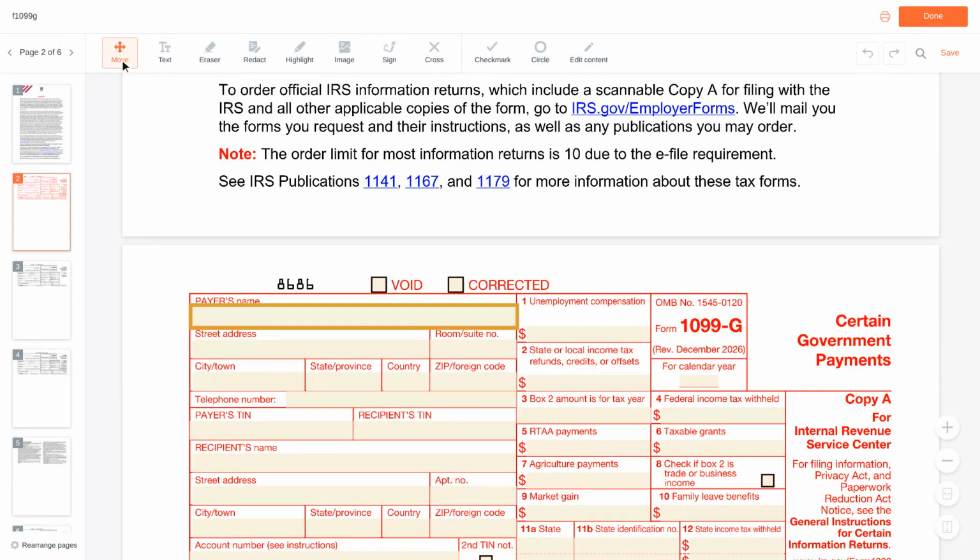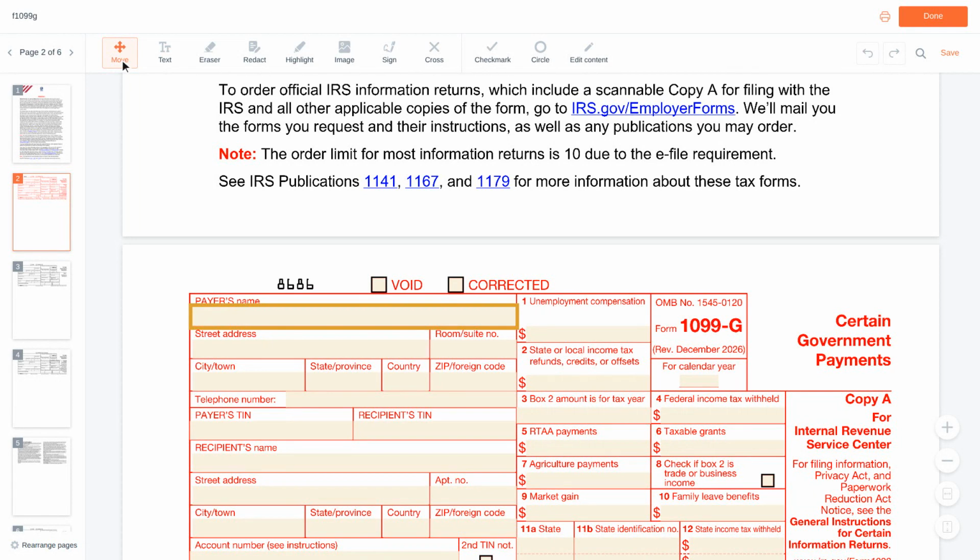IRS Form 1099-G is used to report certain government payments. Federal, state, and local governments send this form to individuals who received unemployment compensation, state or local income tax refunds, agricultural payments, or certain other government payments during the year. The most common use of Form 1099-G is to report unemployment benefits, which are generally taxable as ordinary income.